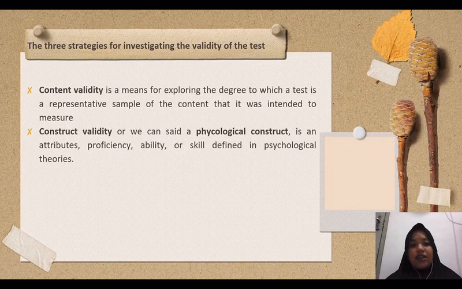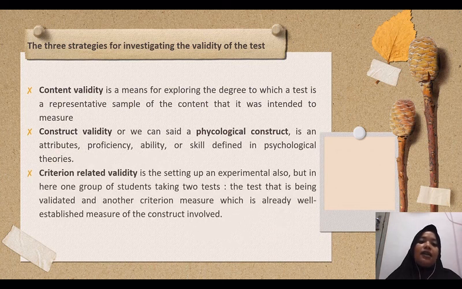There are three strategies for investigating the validity of the test. The first is content validity. The second is construct validity, or psychological construct. The third is criterion-related validity.